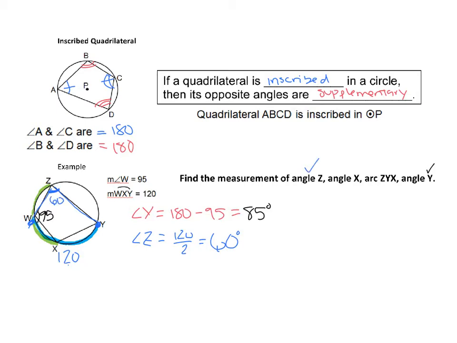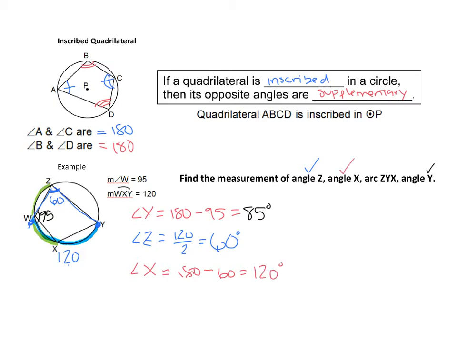Now we can go back to the concept that because we have a quadrilateral, opposite angles are supplementary, to figure out what angle X is. And to figure out angle X, we're going to take 180 and subtract 60 from it. And we get that angle X is 120 degrees.